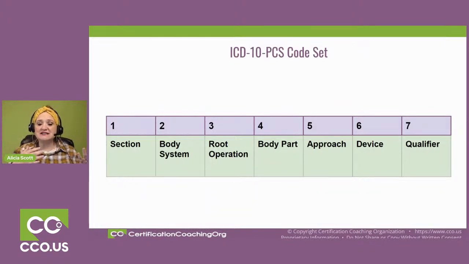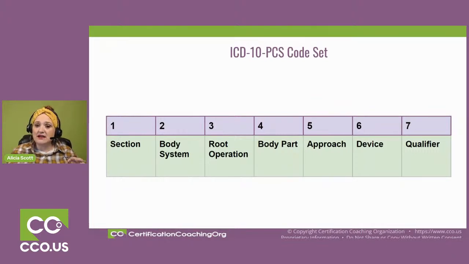Well, the first thing we need to see is a little refresher about PCS and how it's divided up. So the first thing is the section, then we have the body system, root operation, body part, approach, device, and qualifier. For the most part, sometimes the 6th and 7th characters are not applicable for what we're dealing with, and even sometimes the 5th character, the approach, but we will always use the 1, 2, 3, 4. That is very applicable to everything that we'll be doing. And section, for the most part, I would say more than the majority, I would say 95% of all of the new codes were in med surg this time.